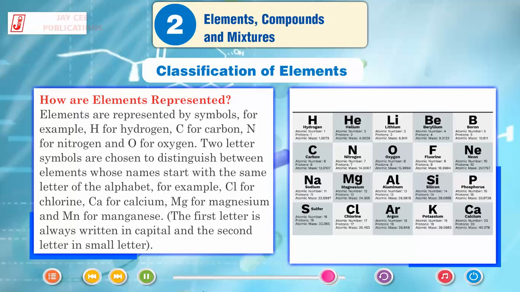How are elements represented? Elements are represented by symbols, for example, H for hydrogen, C for carbon, N for nitrogen and O for oxygen. 2 letter symbols are chosen to distinguish between elements whose names start with the same letter of the alphabet. For example, Cl for chlorine, Ca for calcium, Mg for magnesium and Mn for manganese. The first letter is always written in capital and the second letter in small letter.